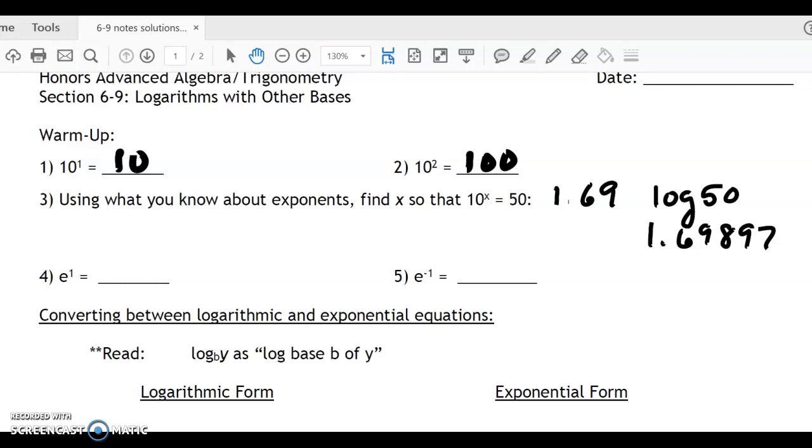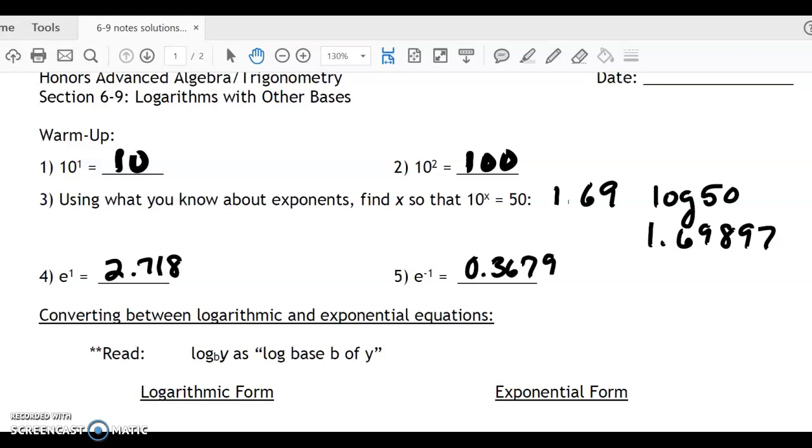E to the first is 2.718. That was a transcendental number from chapter 1. This chapter we will talk more about e as we go. E to the negative first, if you type that in your calculator, remember there's an e button and it's located by the pi, 0.3679.